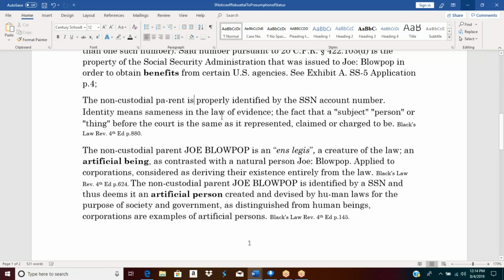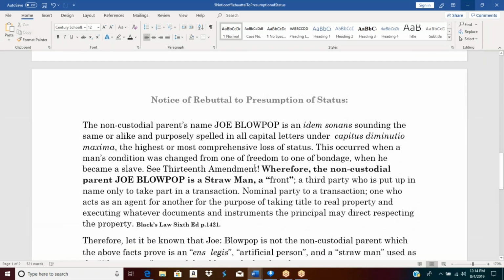Black's Law, 145. Okay? Now, the non-custodial parent's name, Joe Blowpop, is an idem sonans, sounding the same or alike, and purposely spelled in all capital letters, under capitis diminutio maxima, the highest or most comprehensive loss of status.